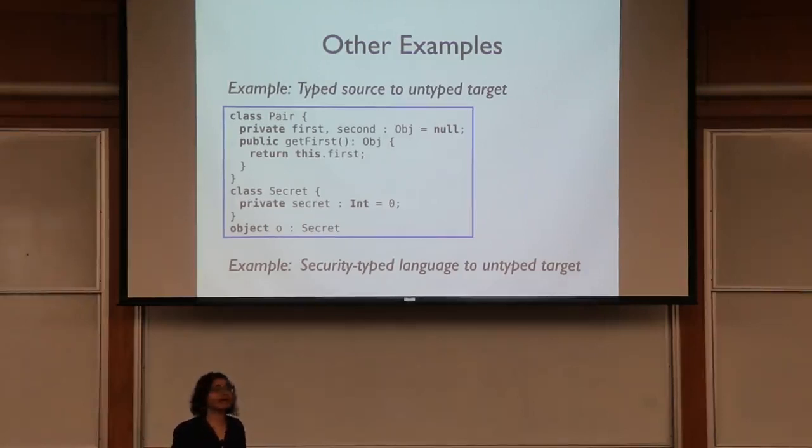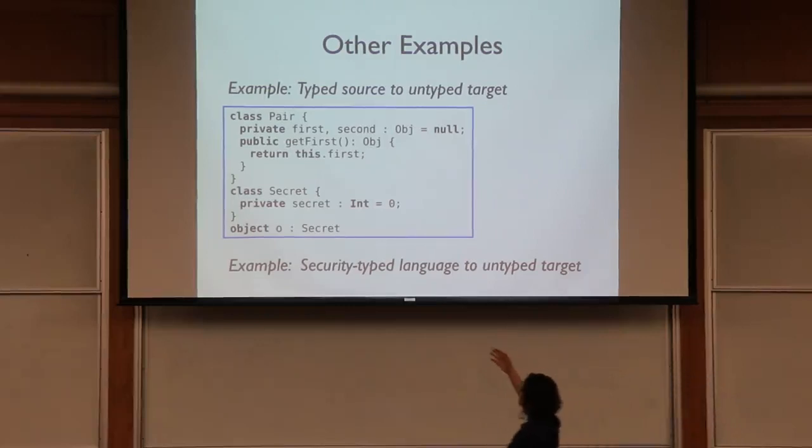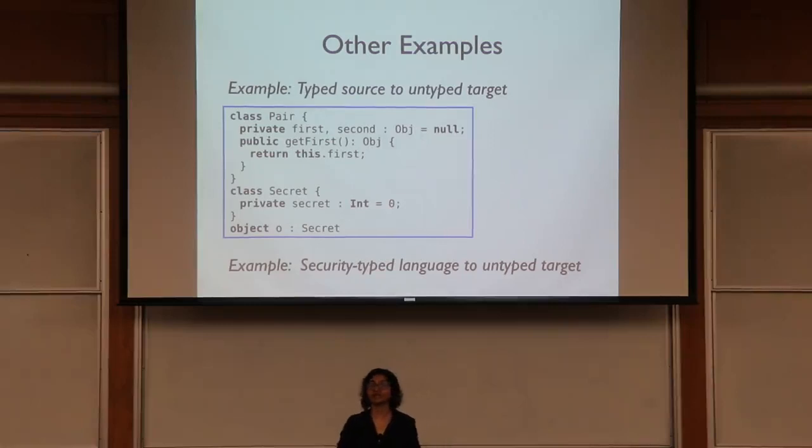What's happening here? Well, in the source language, everything is typed. When we call get first, it takes a this pointer, meaning a pointer to a pair object, right? But in an untyped target language, I can just pass it this other, an object of class secret, right? Because I don't have types in the target language to tell me that this is an operation that should not be possible. Okay? All right.